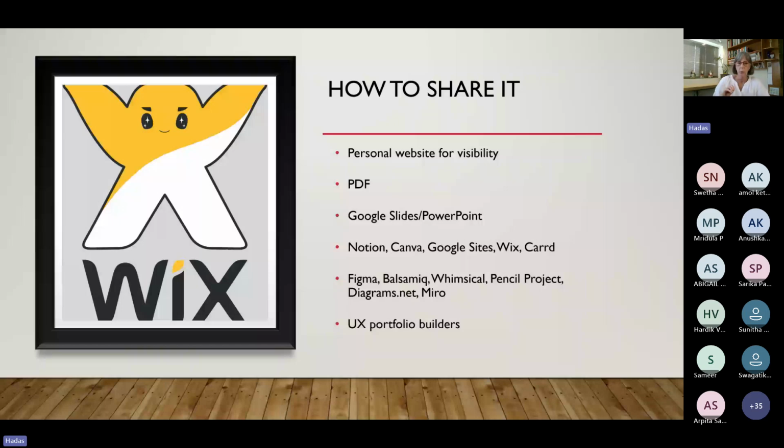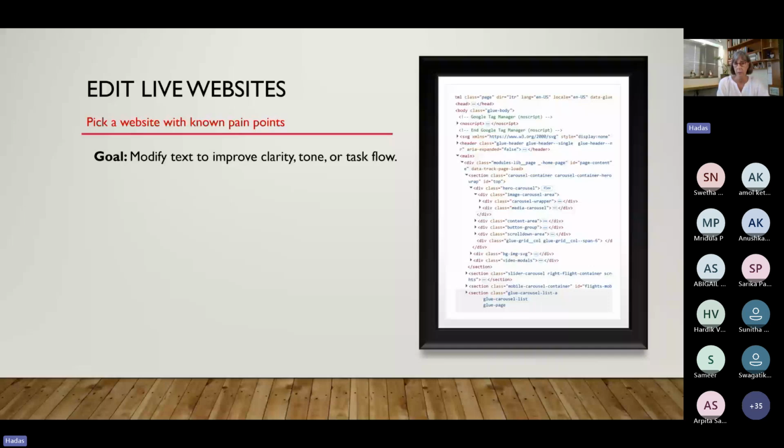Now I'll just give you a few examples of what you could choose to be your target subject for your portfolio. So this is one of my favorites. It's to use a live website, one that you're familiar with. It could be a travel site or your bank portal.